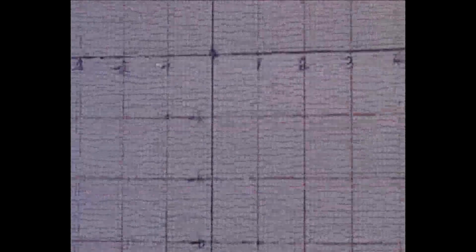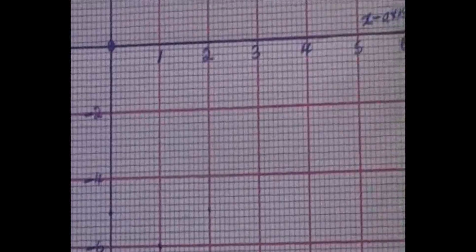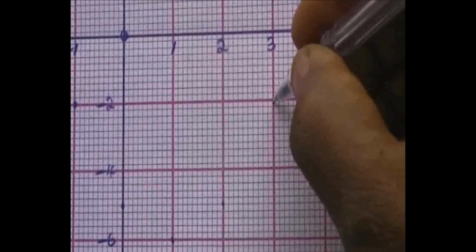The next is when x is 3, y is minus 2. So this is where x is 3, y is minus 2. Look at where y is minus 2. The point of intersection of the two lines is where you plot, and that is exactly this place.